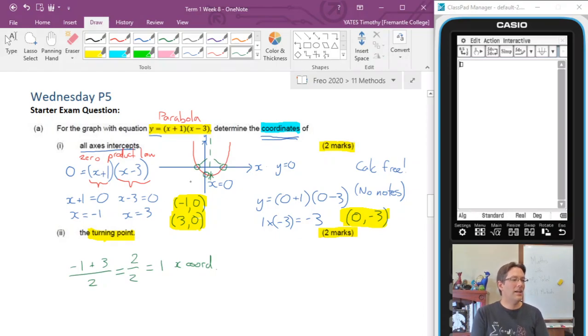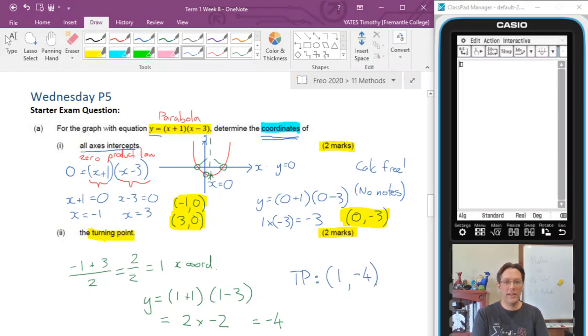So, we've got our x-coordinate there, and what we want to do is plug that in. So that's going to be 1 plus 1, 1 take 3, which is going to be 2 times negative 2. By the way, that is y equals that. So our y coordinate is going to be negative 4. So our turning point, or TP, as I like to write it, is going to be, our x coordinate was 1, and our y coordinate was negative 4.